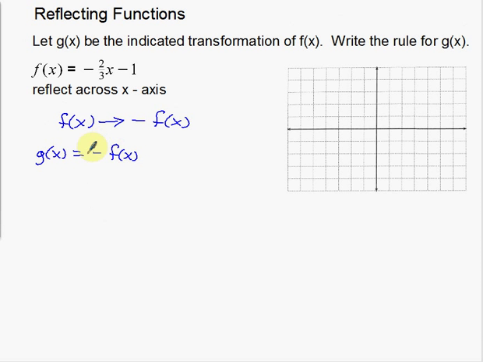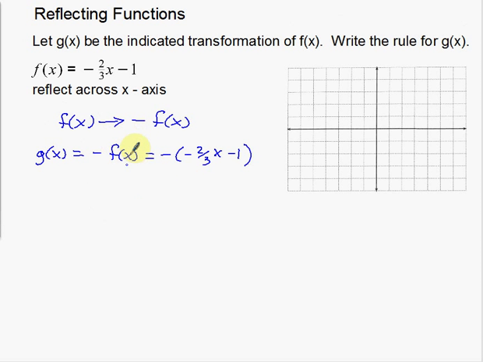Now notice what we do here. This g of x, as you can see from the previous videos that I've done about reflection, always matches up with what we have right here. Basically, this right part after the arrow is what we're doing. We're going to take the function itself and multiply by a negative. Now you have to be careful here. You have to use parentheses. Negative 2/3 x minus 1, the entire function is going to be multiplied by a negative.